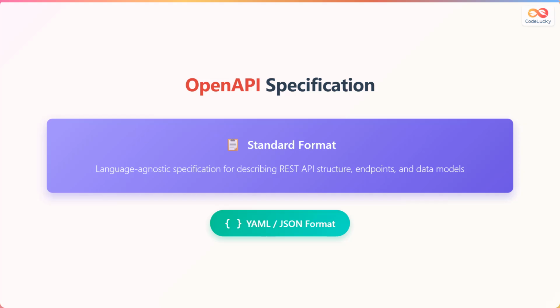The OpenAPI Specification is a standard language-agnostic format for describing REST API structure, endpoints, and data models. It uses either YAML or JSON format.